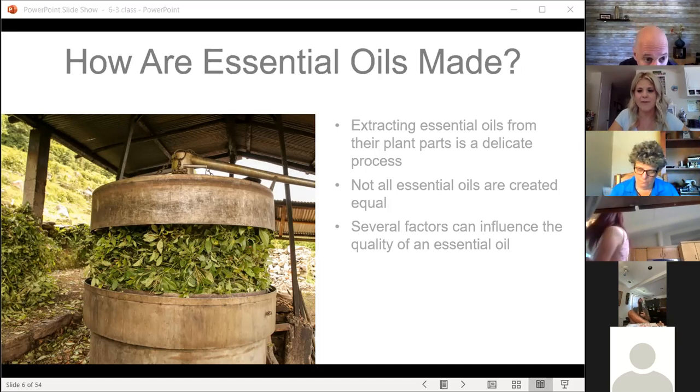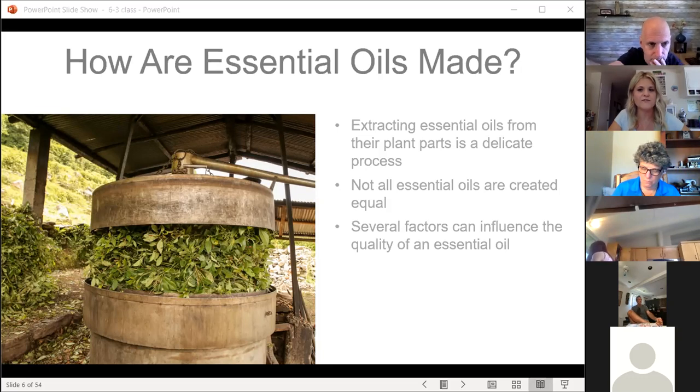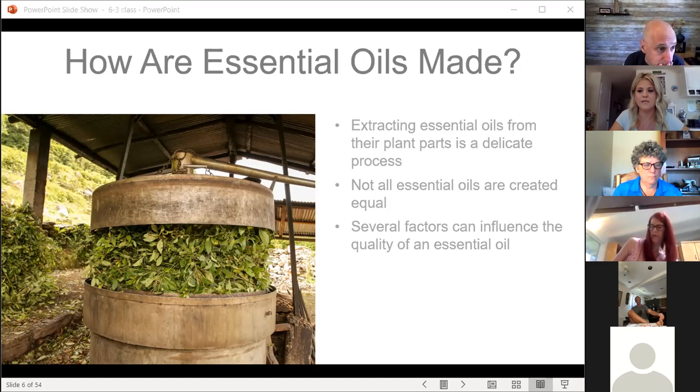And because of their complex chemical structure, essential oils are very delicate and can easily be altered by several different factors. The composition of an essential oil can be influenced by environmental factors, and those environmental factors can also alter the livelihood of the plant. Weather, conditions, rainfall, temperature, all of that is taken into consideration when we're using and making our essential oils.